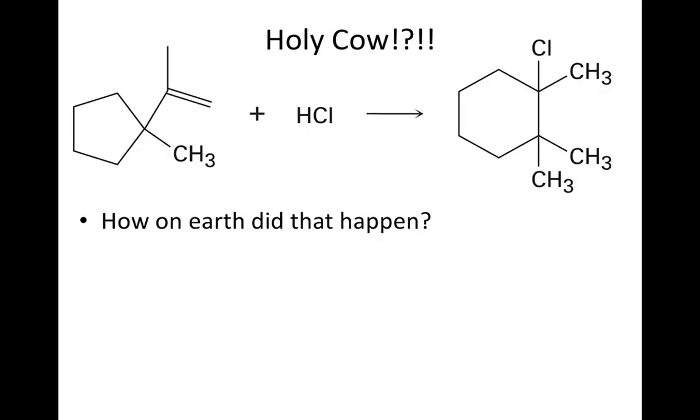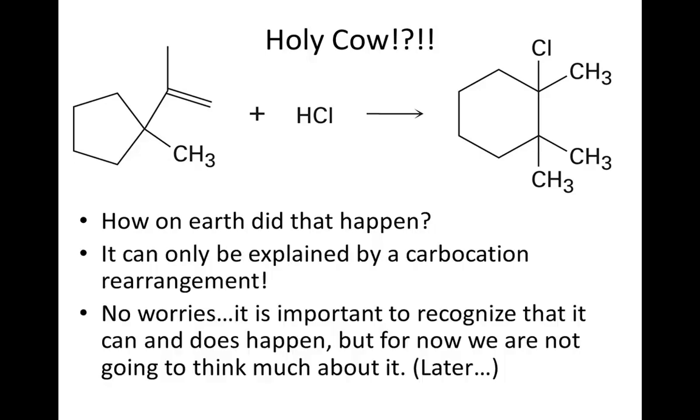So here's an example. My goodness, how did you get from a 5-membered ring with this stuff hanging off of it into this 6-membered ring? How could that happen? Well, it has to be that there was this carbocation and we had a rearrangement. We're not going to do a lot with rearrangements early on. There's a little bit in the book about examples of carbocation rearrangements. I'm going to kind of sneak up on that, I just want you to know that it's possible. I'm going to concentrate on other things for a while.